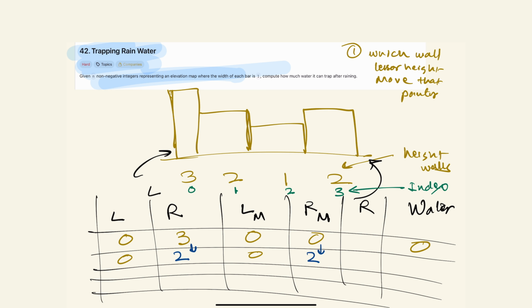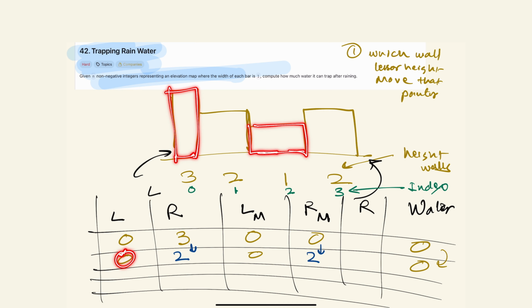Did we get any water? No, so far it is going to be 0, since we consider only one wall. Now we move to this one. Now with this 0 and 2, we are going to iterate. Now the right pointer has moved to index 2. Now with this index, this is my right, and the left is still on the same position, index 0.